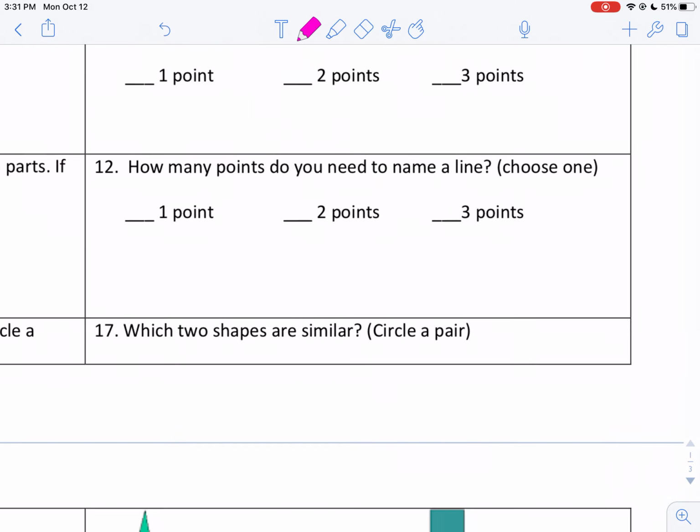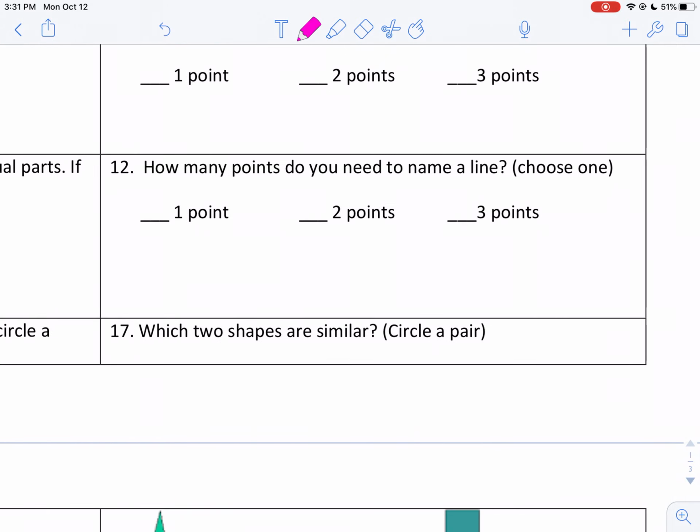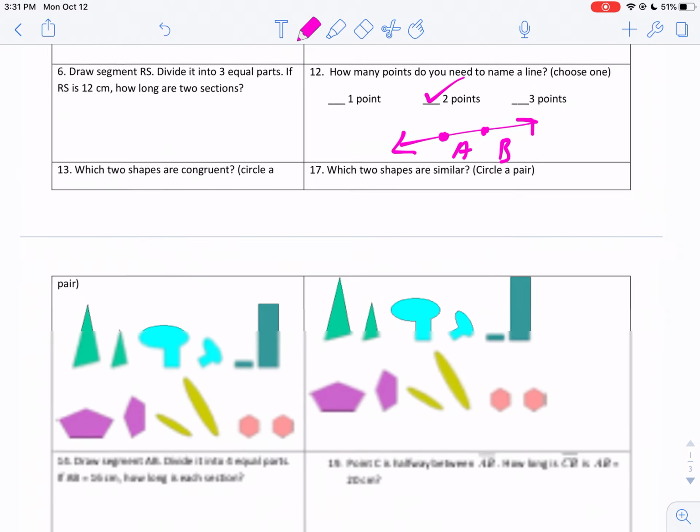Okay, number 12. How many points do you need to name a line? Is it 1 point, 2 points, 3 points? The only answer is 3 non-collinear points. Okay, you remember I drew a plane like this for you, and I said you have to have 3 points. Oh, I'm sorry, I made another mistake. Not a plane. This is how many points do you need to name a line, not a plane. Sorry. It's actually 2. You just need 2 points for a line. Okay, A, B. All right.